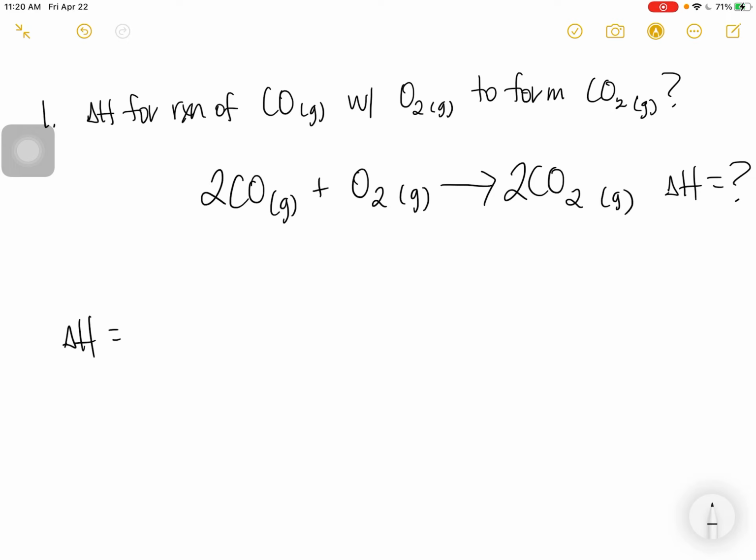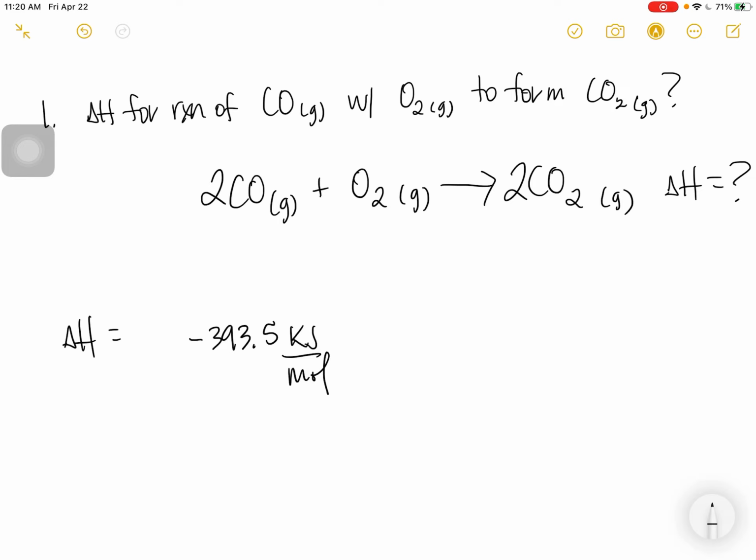Here's how it works. First we think about my product. In this case, I only have one: it's CO2 gas. So I go to my reference chart and find CO2. This is the hardest part, finding the things in the chart. I find CO2 listed under carbon, as a gas, making sure I'm reading the right number, and its enthalpy of formation is negative 393.5 kilojoules per mole. That's the delta H of formation for CO2.